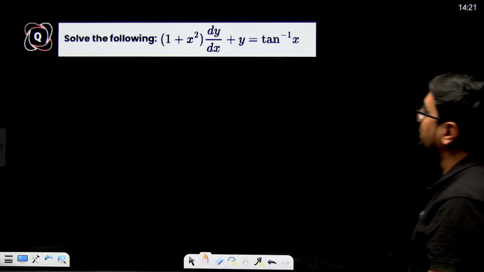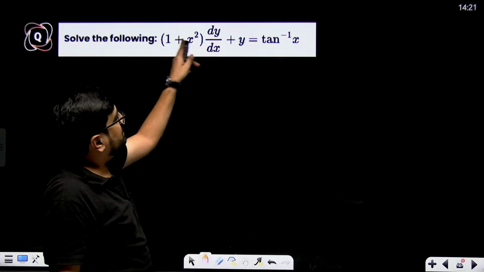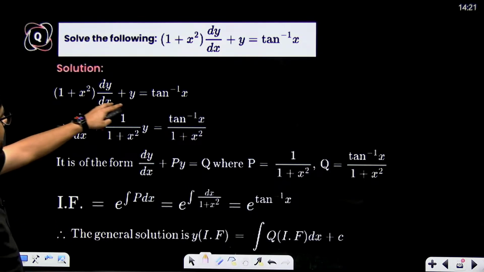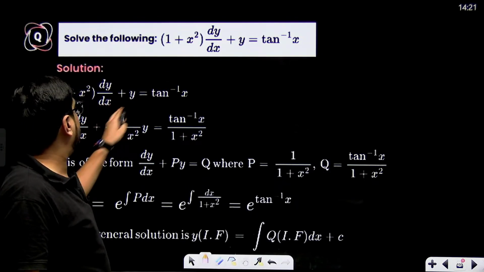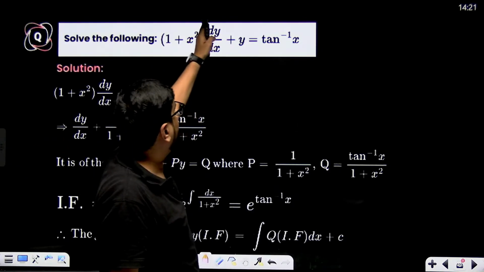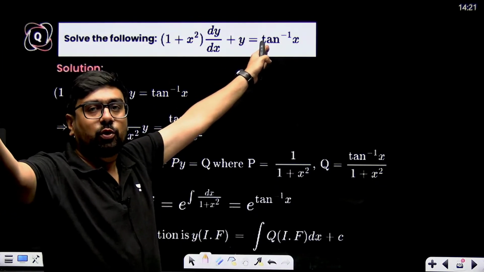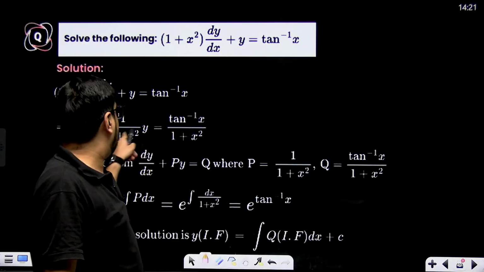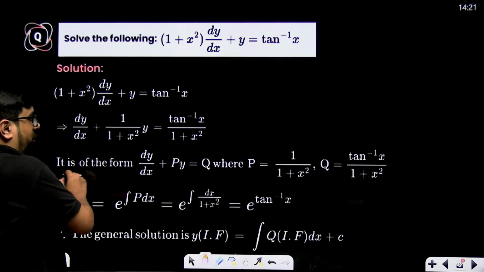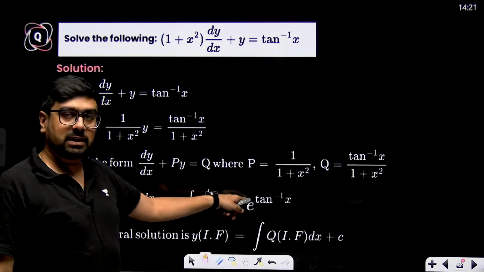This also you can solve in a similar way. This is a linear equation in y again, right? So first convert it into dy by dx plus py equal to q, since something is multiplied with dy by dx. So p will become 1 by 1 plus x square in this case, and q will become tan inverse x by 1 plus x square. Simple. Your integrating factor will become e to the power integral of p dx, where p is 1 by 1 plus x square, which will be e to the power tan inverse x.